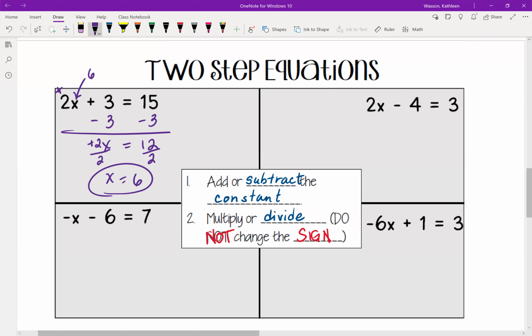For this next problem, I will first add 4. I'll have 2x plus 0 equals 7, and divide by 2 to find that x equals 7 over 2, which is a fraction. Don't be concerned if you get a fraction.